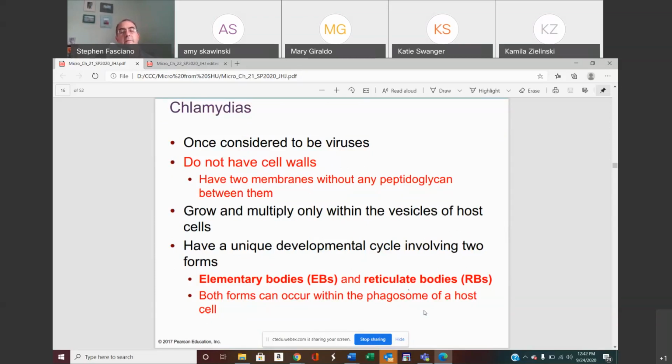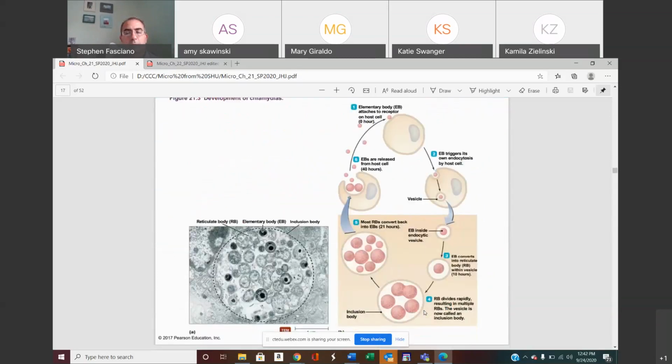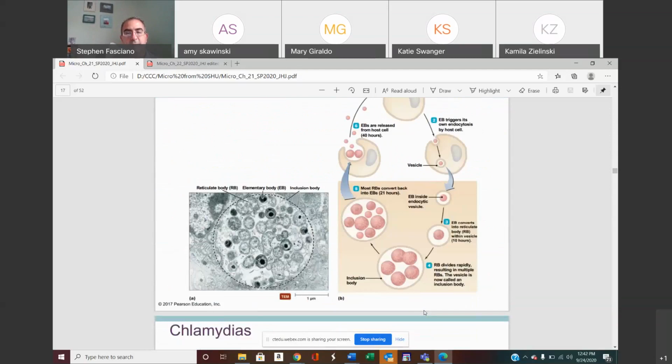So basically what that means is a host cell can even engulf these bacteria to try to get rid of them, and these life forms can actually maintain inside the phagosome. So inside the host cell that's trying to eat it. So you can see here's a host cell, right? And there are elementary bodies and reticulate bodies inside that host cell.